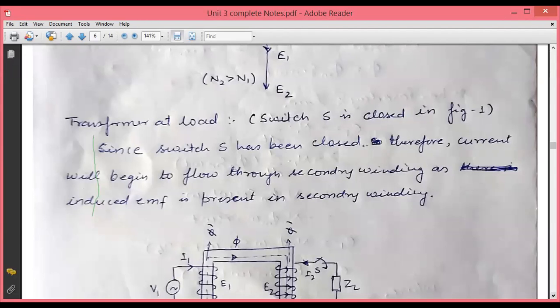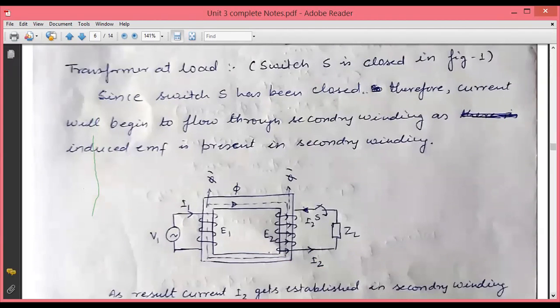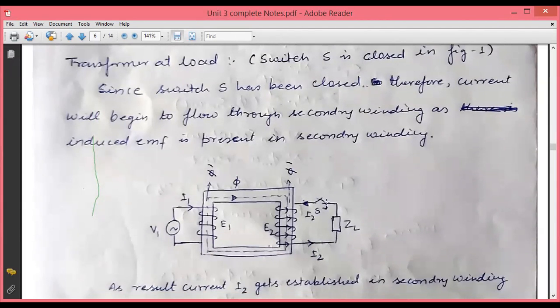What would be the impact of the load on the secondary side? To connect the load on the secondary side, we will close the switch. So it is written here, switch S1 is closed now in figure number 1. That figure number 1 has been redrawn over here with an arrow closing this switch. Since the switch is closing, the secondary circuit is going to be closed and the transformer is going to work at some load.